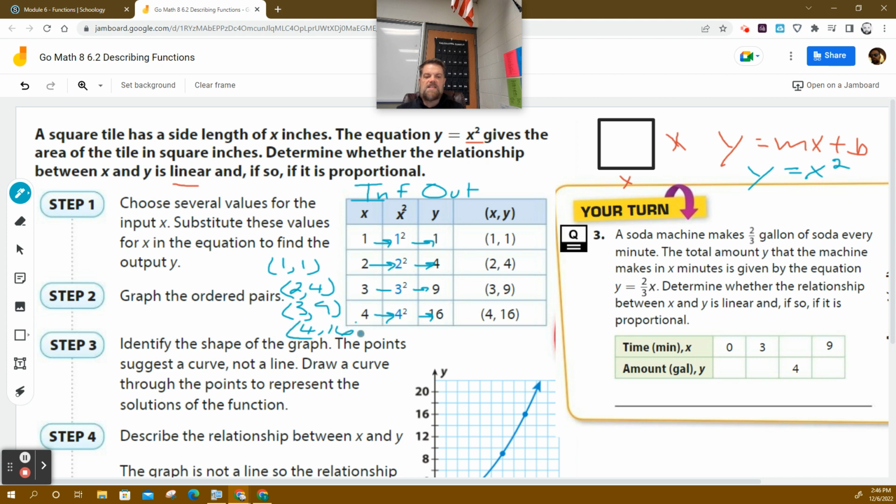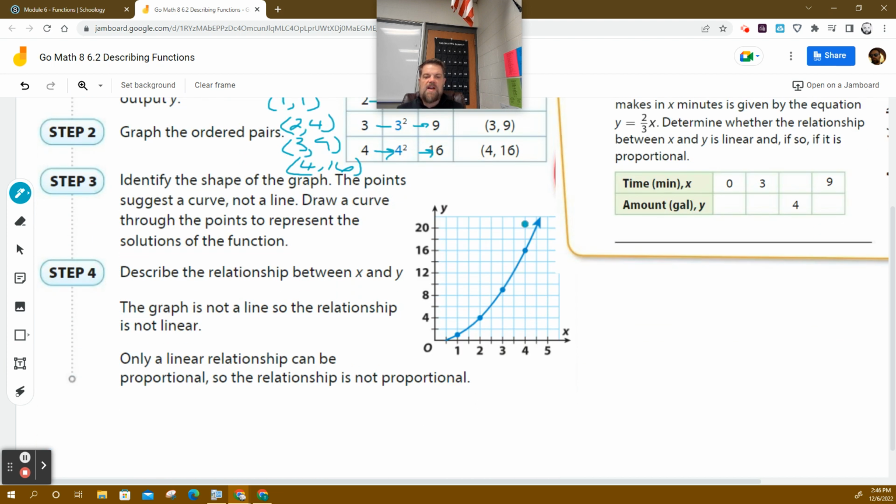So in the next phase of that, when I graph it, this is what the graph looks like. That's not a straight line. And so since it's not a straight line, this is not linear. And then because it's not linear, then it is also not proportional. Okay? So most of this is written in your book.